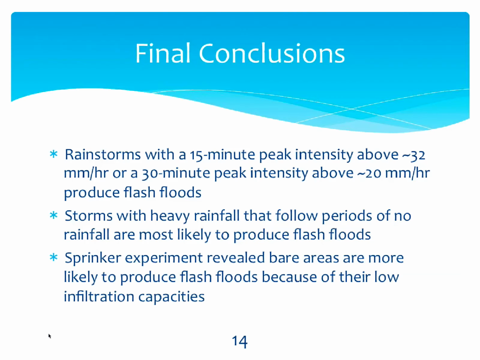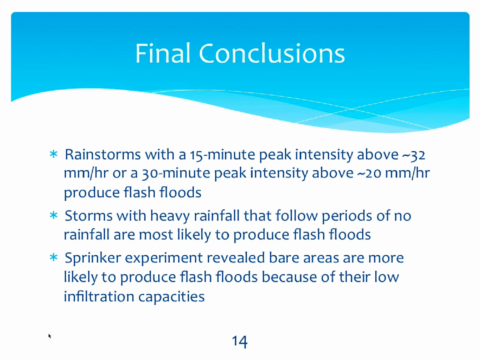A couple of conclusions we can make from both our short-term and long-term study: rainstorms with a 15-minute peak intensity above 32 millimeters an hour, or a 30-minute peak intensity above 20 millimeters an hour, produce flash floods. Storms with heavy rainfall that follow periods of no rainfall, so dry periods, are most likely to produce flash floods. And our sprinkler experiment revealed bare areas are more likely to produce flash floods because of their low infiltration capacities.